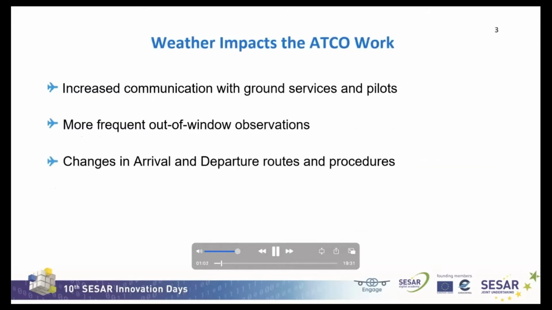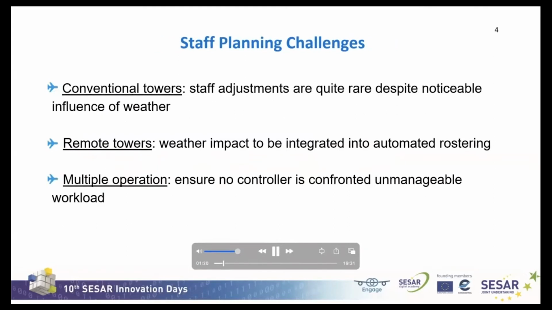Weather significantly impacts controllers' work. It may result in increased communication with ground and the pilots, more frequent observations out of the window, probably changes in arrival and departure procedures, and other additional tasks. There are staff planning challenges which are not addressed well in conventional towers. Staff adjustments are quite rare, which means that almost never is an extra controller introduced or invited to the tower just because of the bad weather conditions.